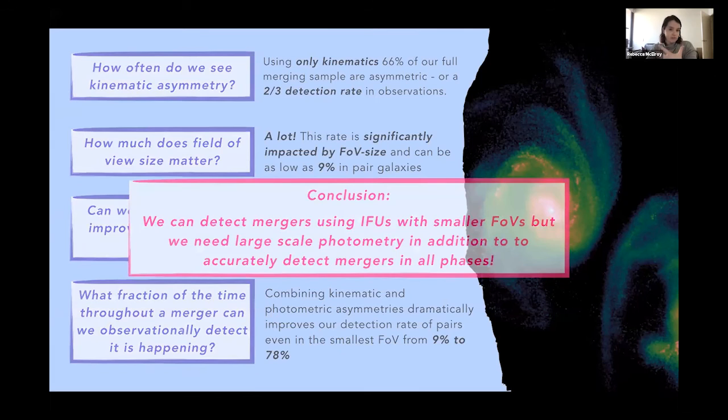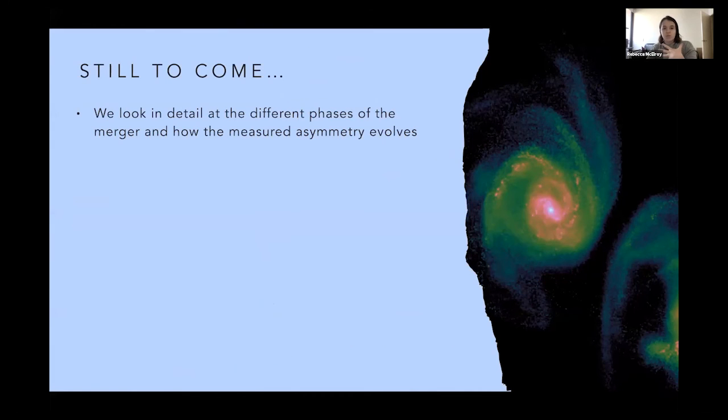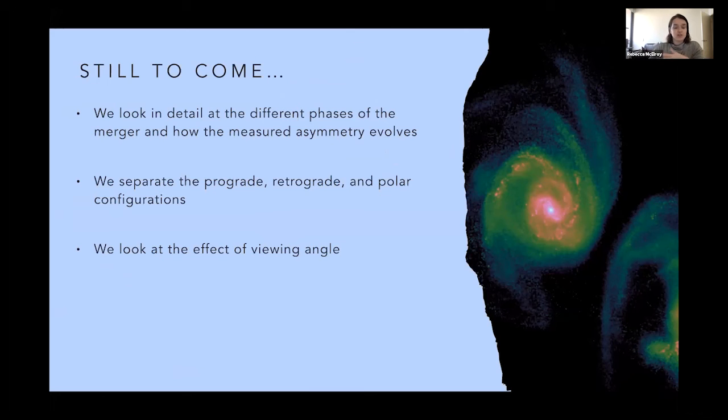So still to come on this work, we need to look in more detail at the different phases of the merger and how the asymmetry can evolve within those. We also look at the different alignments of the disk and how that impacts things. And we also look at the effect of viewing angle, so what angle the simulations are observed from. And we're also going to compare this to observations. So keep your eyes peeled for the paper on this. It should hopefully be out soon.